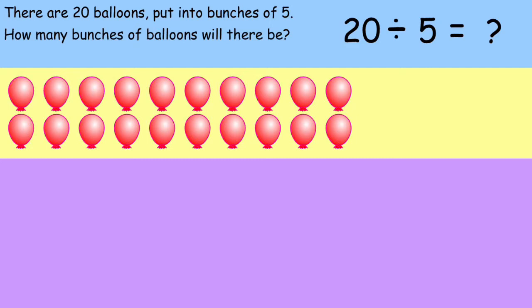So we are going to put a bunch of 5 balloons underneath. 1, 2, 3, 4, 5. And then you can cross out 5 of your balloons from the top. Repeat that, so let's make another group of 5 and cross out 5 balloons from the top. Keep going until all of your balloons are crossed out. How many groups did you make? How many bunches of 5 do you have underneath?